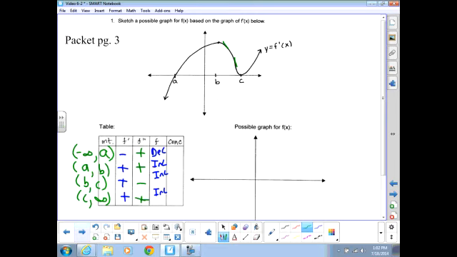Now remember, our second derivative tells us concave up, concave down. So this will help us with our last column there. When f prime was positive, we'll be concave up. So the first two are concave up. The third one is concave down. And the last one is concave up.